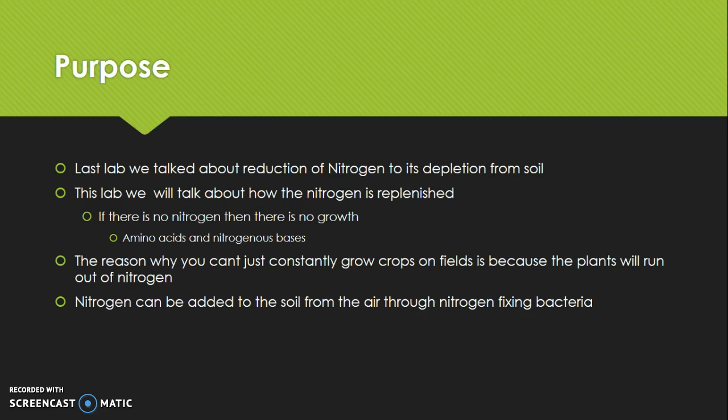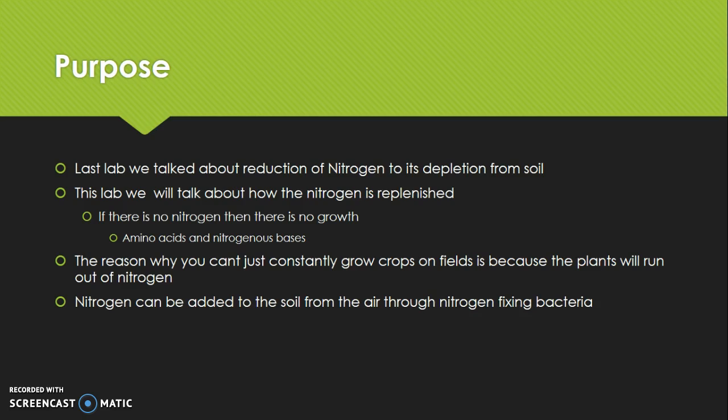So last lab we talked about the reduction of nitrogen and how it can go away from the soil, right? It's reduced down to a gas, and then it goes away. They can leave that soil as a gas. So this lab we're going to talk about how it's replenished, and how. And we also talked about how if there's no nitrogen in the soil, then there can be no growth of the crops, right?